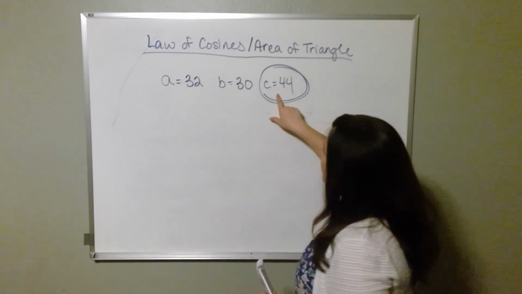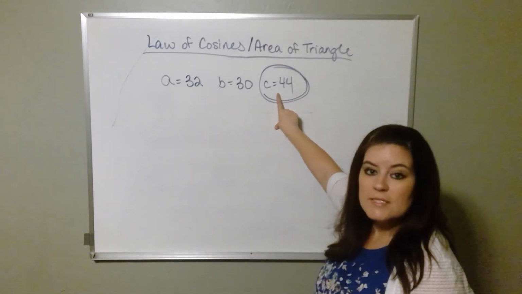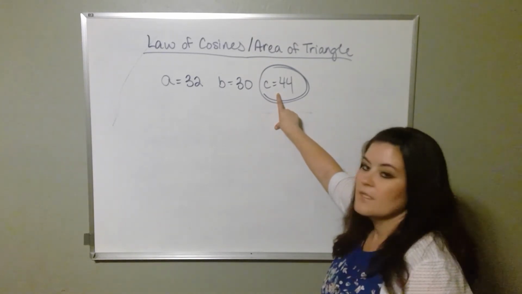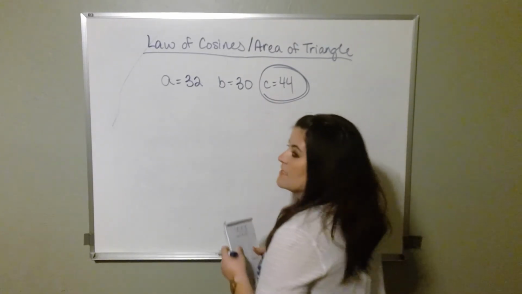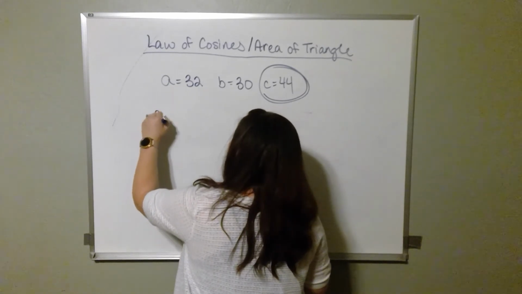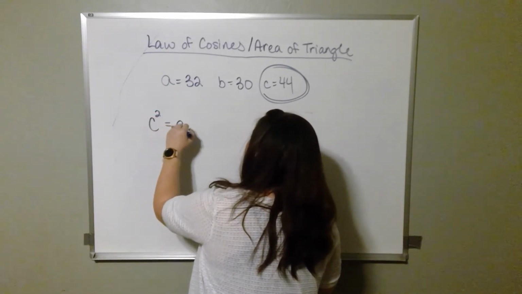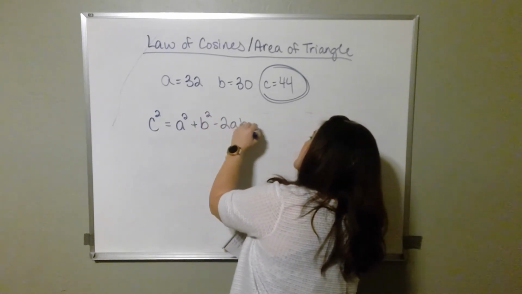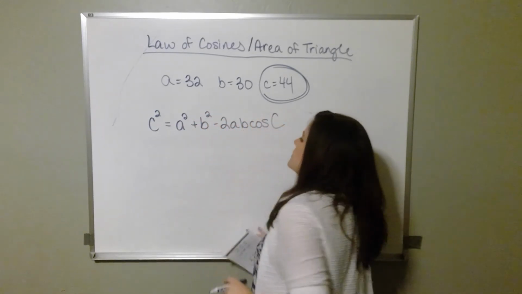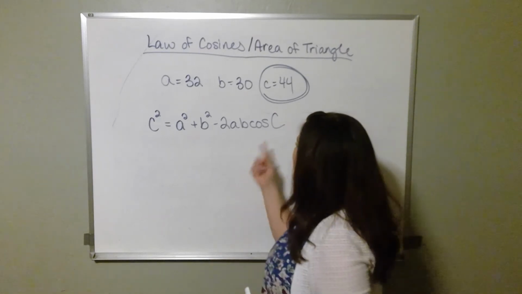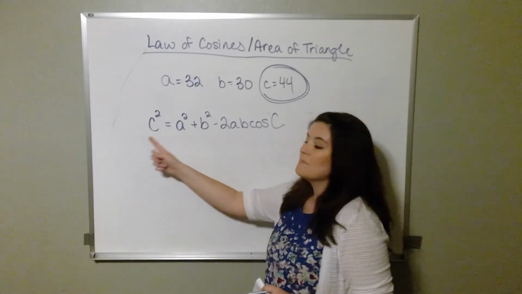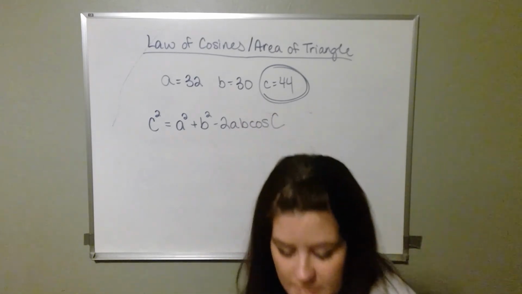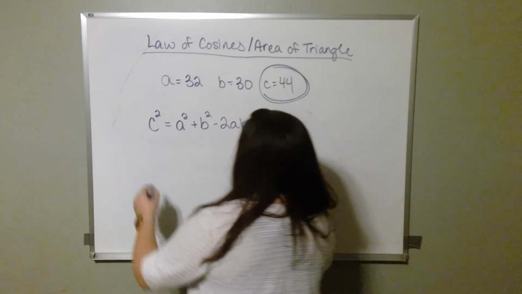So, side C is biggest, which means I wanna find angle C. I have to use the version of the formula that has angle C in it. So that's that third line. So I'm gonna use C squared equals A squared plus B squared minus 2AB cosine C. Now, I don't know C, but I do know A, B, and C on sides. So let's put in our information.